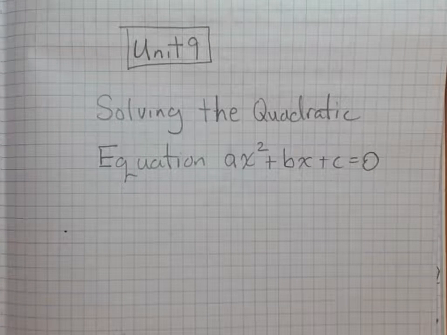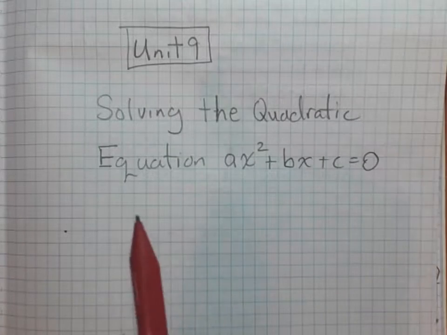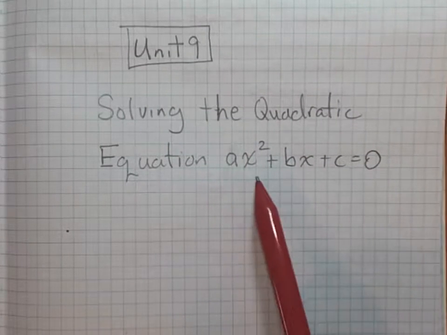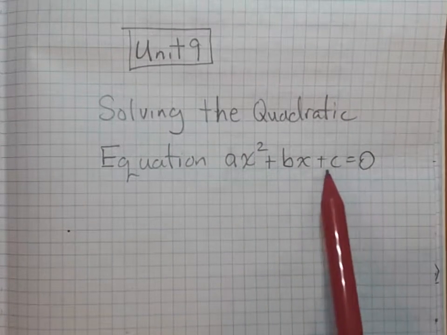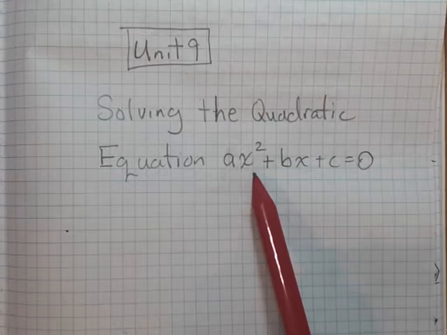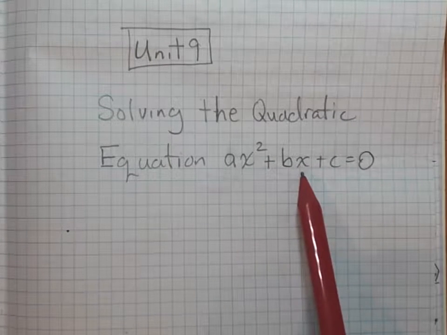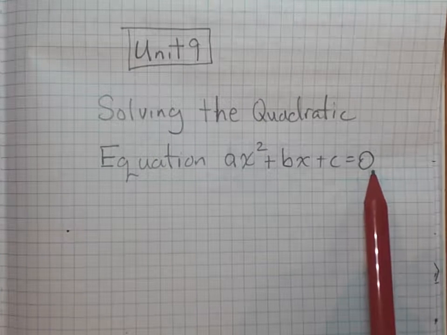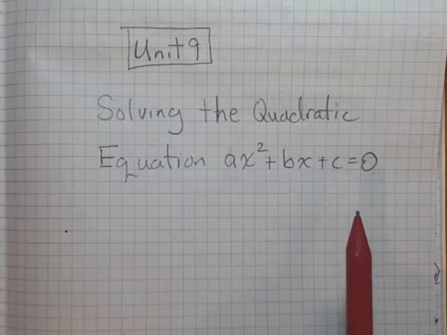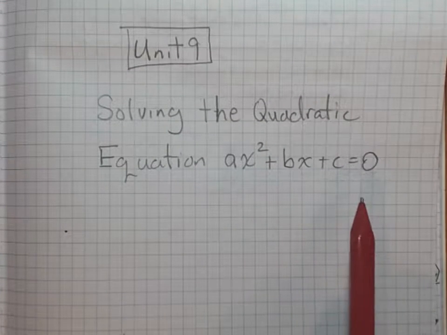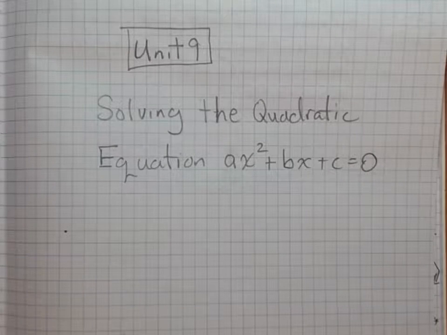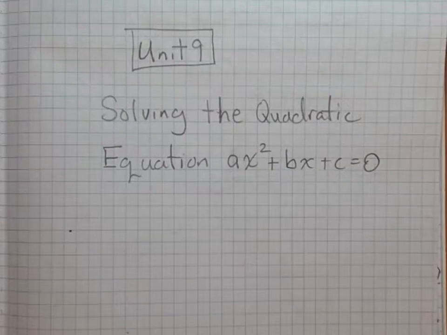In our next unit, which is Unit 9, we're going to work on solving the quadratic equation, which is an equation in this form: ax squared plus bx plus c equals 0. And I'm going to show you several methods for solving this. So let's begin with the graphing method.